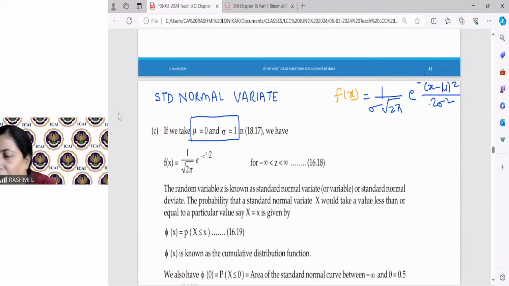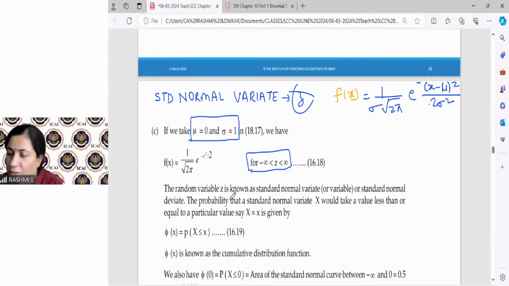And then I'm going to use the symbol Z. When I use Z, it means it is the standard normal variate. The mean is 0 and sigma is 1, and the condition is the same, minus infinity to plus infinity. The standard normal random variable Z is known as the standard normal variate or standard normal deviate.